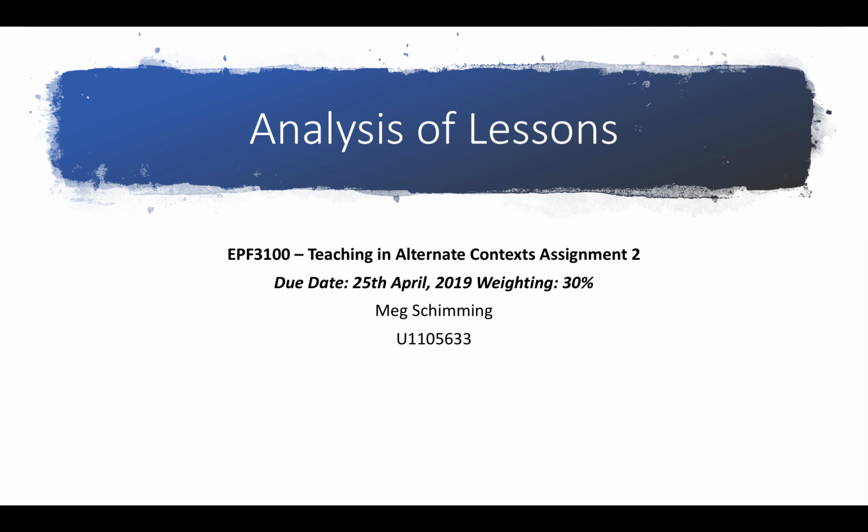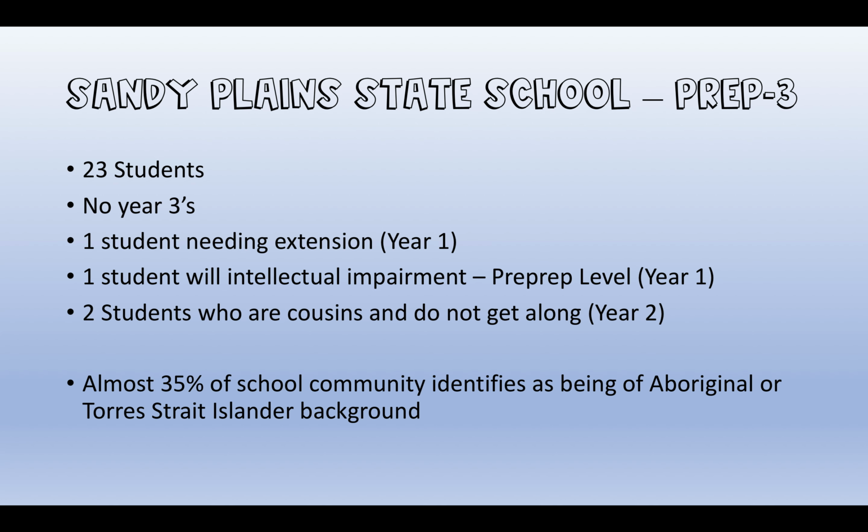This video will analyse the decisions made when planning the 3 English lessons for a multi-age Prep to 2 class. The following series of lessons are designed for a Prep to Year 3 classroom with no Year 3s at Sandy Plains State School. This classroom consists of 23 students, one of which has an intellectual impairment, another needing extension, and 2 students who are cousins.